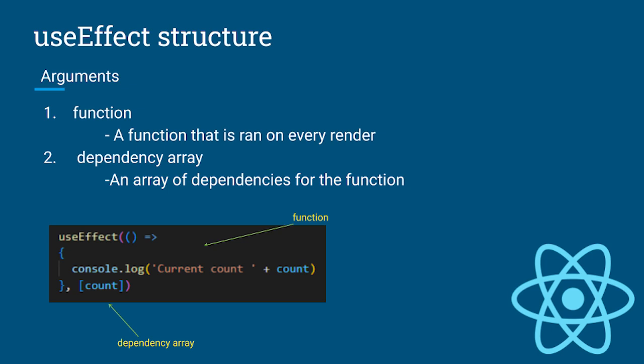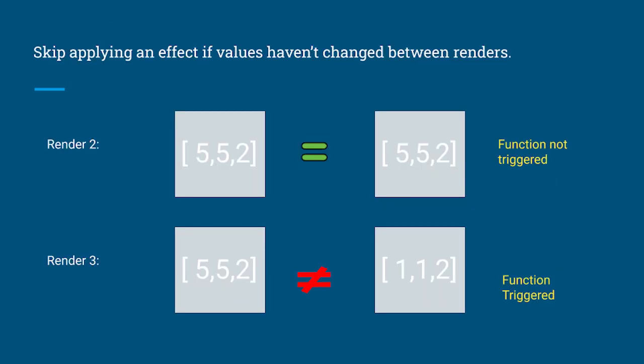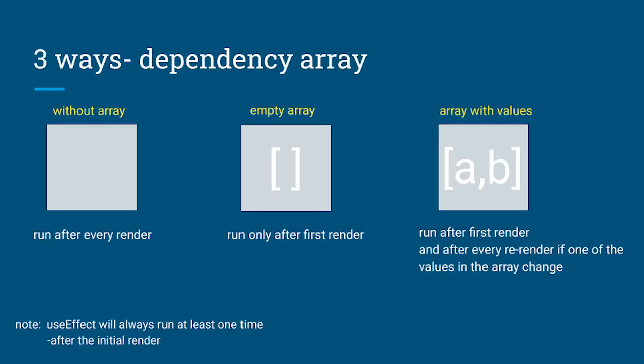This array gives us the ability to control when our function runs. This works by telling React to skip running the function if the values in the array have not changed between renders. There are three ways to use the dependency array. 1. If you don't provide an array, the function will run after every render. 2. An empty array means the function will only run once after the first render. 3. An array with values means the effect will run after the first render and every time the component re-renders, if one of the values in the array has changed from the previous render. And it's also important to note that each of these cases will run at least once after the initial render.